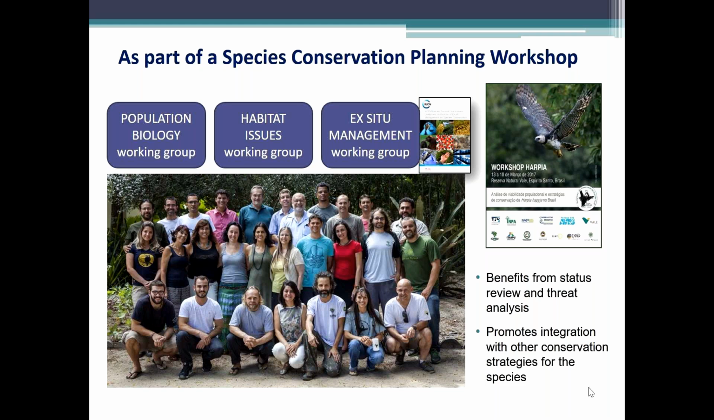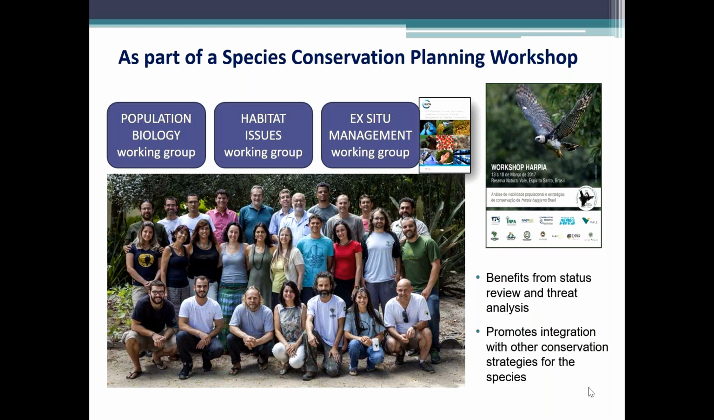An example here was a couple of years ago, there was a PHVA, Population and Habitat Viability Assessment for the harpy eagle in Brazil. And in that workshop, as we do with all conservation planning workshops, we had several different working groups. One working group was looking at population biology issues and monitoring and research and so forth. Another group was looking at habitat-related issues. And there was a third group that was specifically looking at ex situ management.